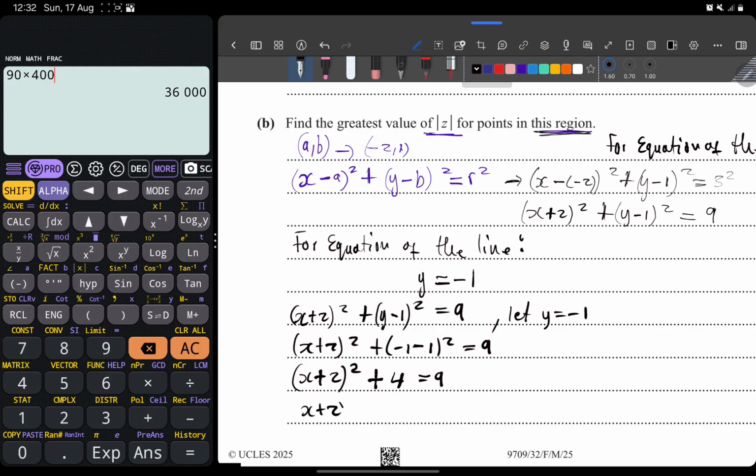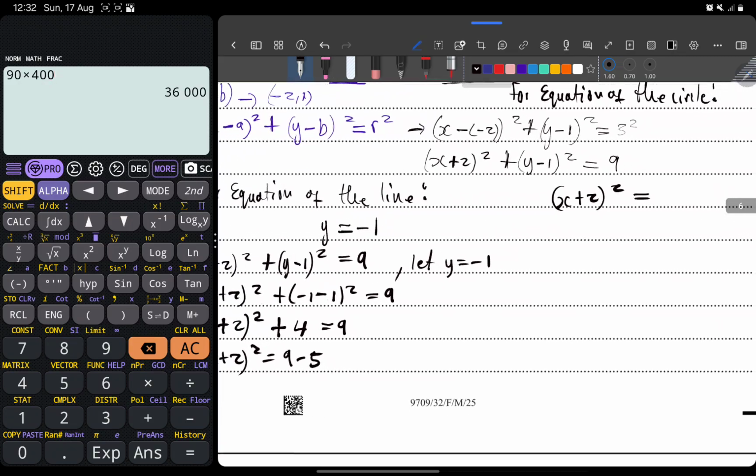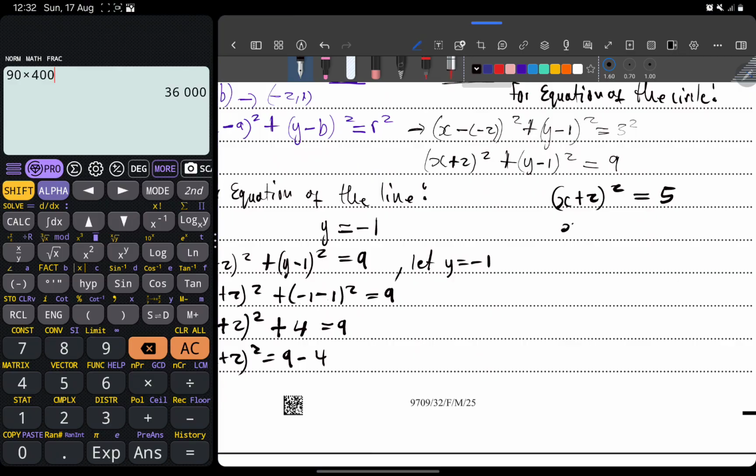So I can say (x + 2)² = 9 − 4, which leads me to (x + 2)² = 9 − 4. This is going to be equal to 5, which means x + 2 is the square root of 5. You can say plus or minus root 5, which means x is equal to, this plus 2 goes to the other side, becomes −2 ± √5.